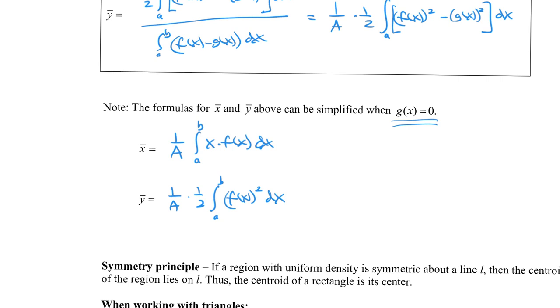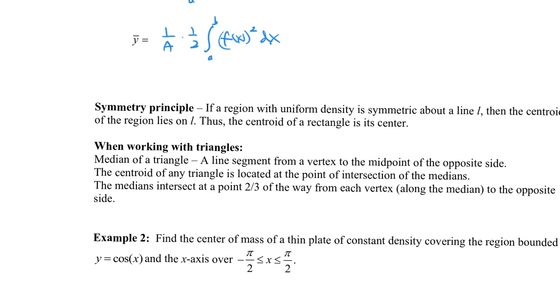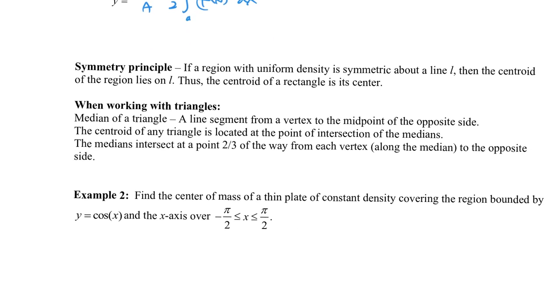So now we've got the formulas that we need. So we can find the center of mass for a one-dimensional system, and also for a two-dimensional system with a finite number of points, and also a two-dimensional system with an infinite number of points, which means that this is like the area between two curves. And then we've just got a few little things to mention here that will make life a little easier. There is something called the symmetry principle. And this just means if a region with uniform density is symmetric about a line L, so if there's some sort of symmetry about this line L, then the centroid of the region lies on L.